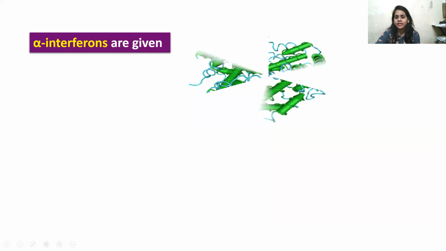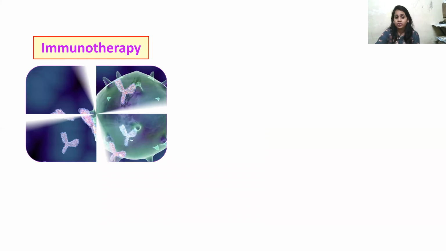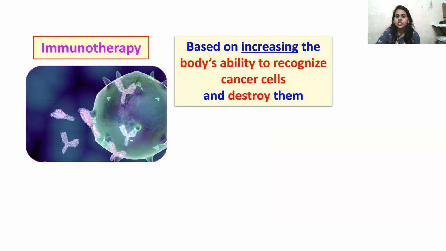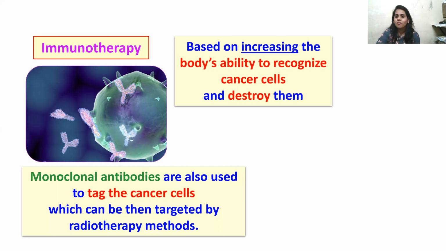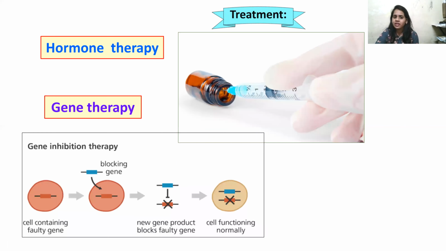So we give alpha interferons also to the patients to boost up the immune system. So immunotherapy is also given, which is based on increasing the body's ability to recognize the cancer cells and destroy them. So it tries to destroy the cancer cells. Apart from that, you can give gene therapy and hormone therapy.